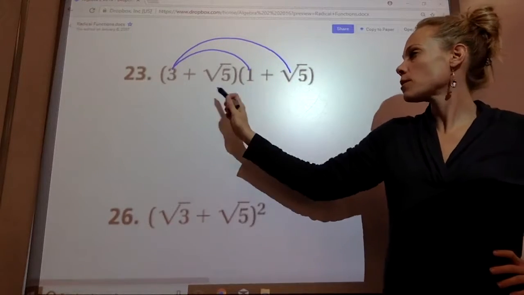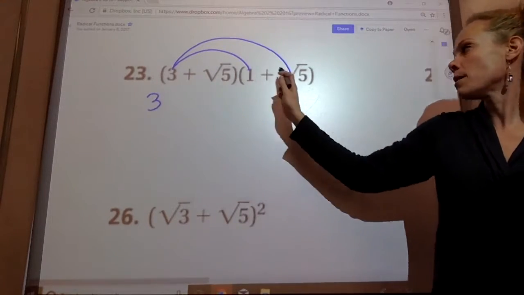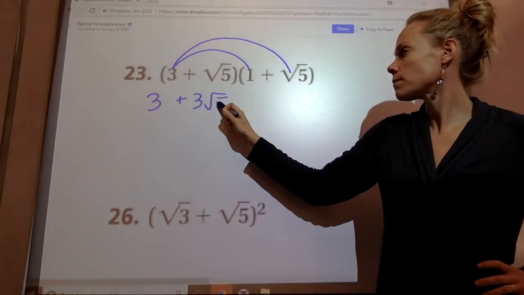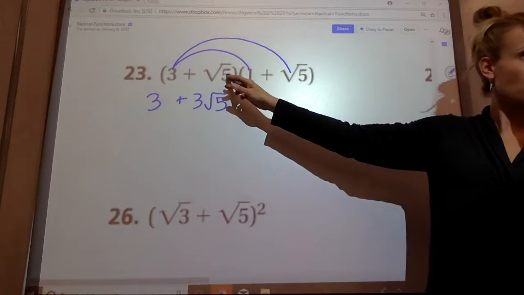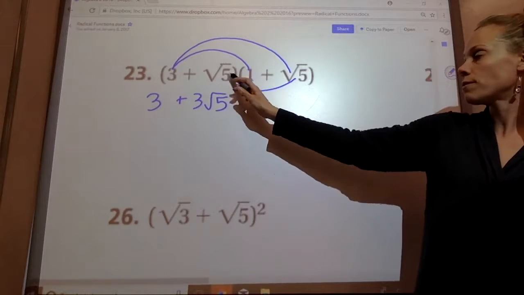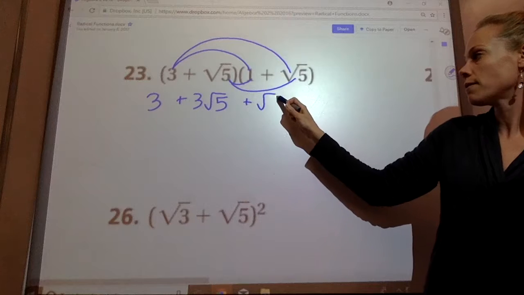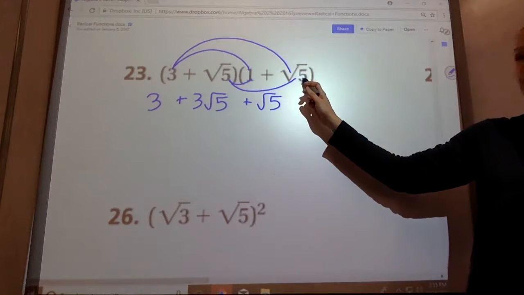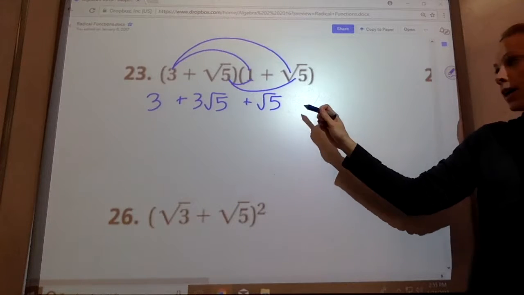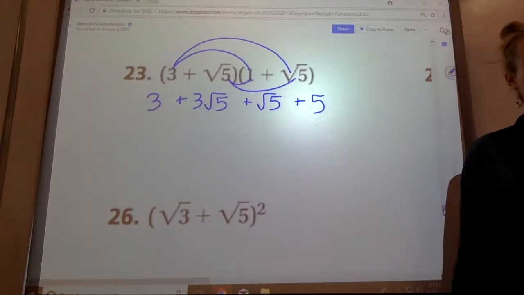So 3 times 1 is 3. 3 times square root 5 is 3 root 5. Okay. And then I take the second term times both. So square root of 5 times 1 is square root of 5. Square root of 5 times square root of 5 is square root of 25, which is 5. Right? You can do that in your head.